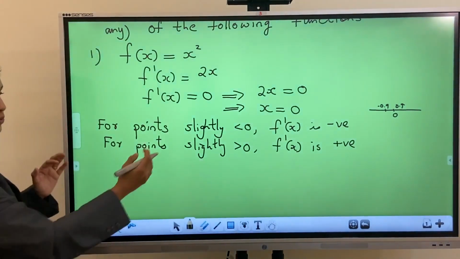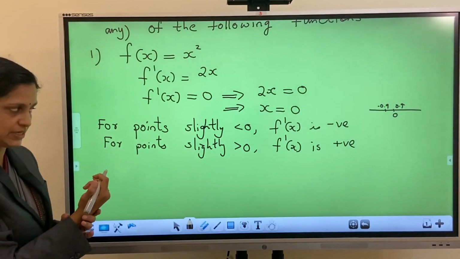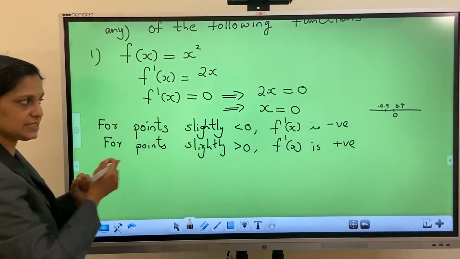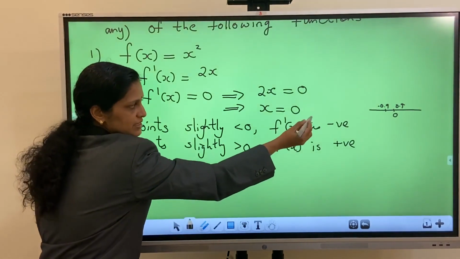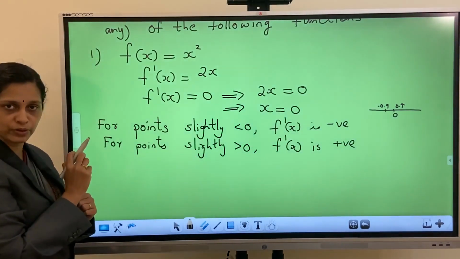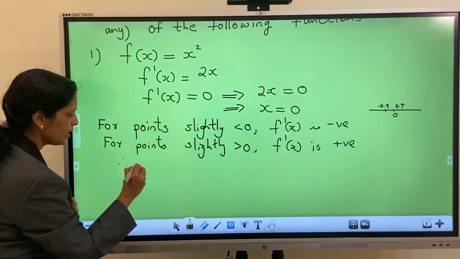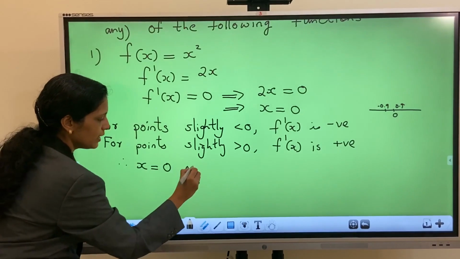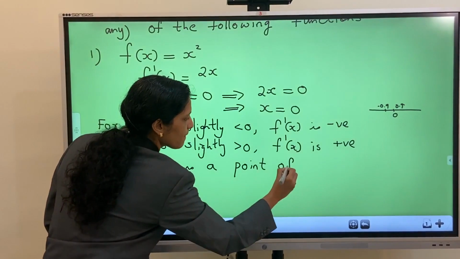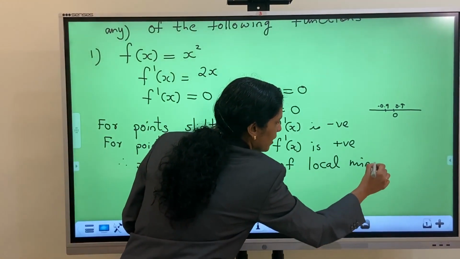Now look, our value f dash x has changed from negative to positive as x increases through c. Therefore, the first derivative test says that if f dash x is changing from negative to positive, then that critical point is a point of local minima. Therefore, x is equal to 0 is a point of local minima.